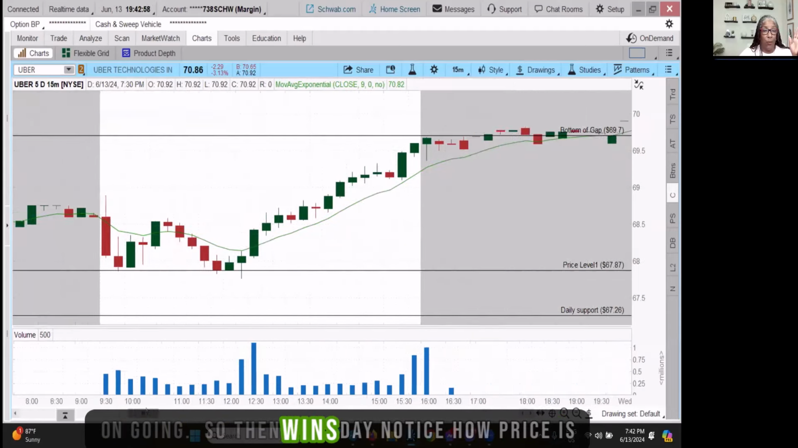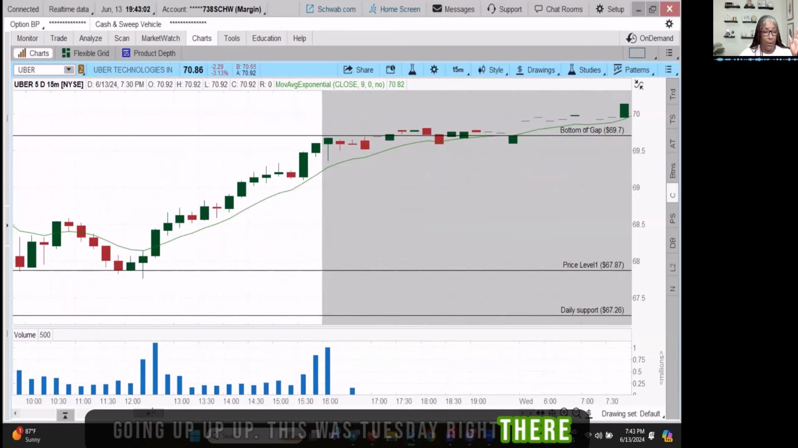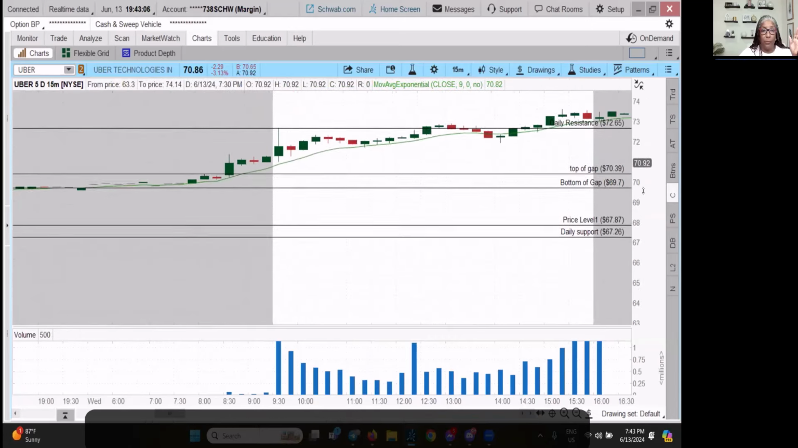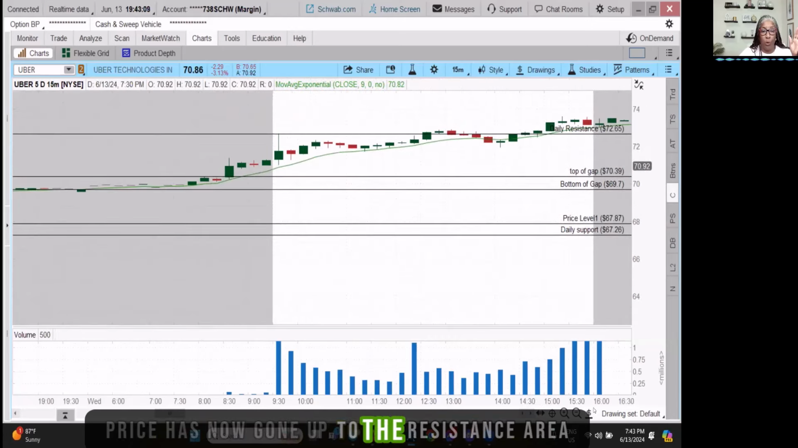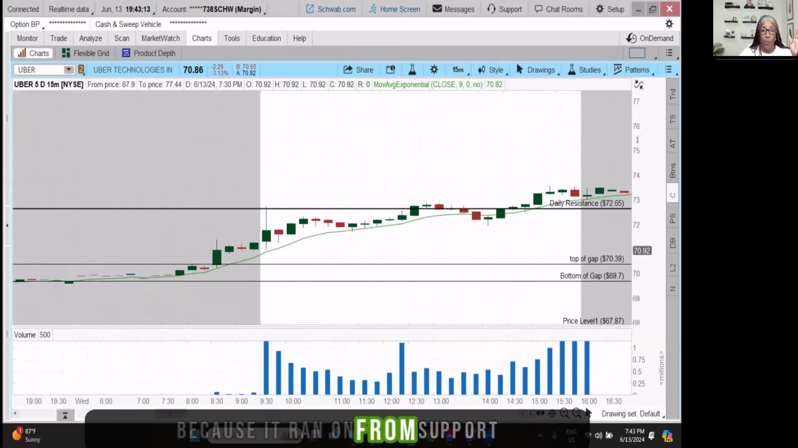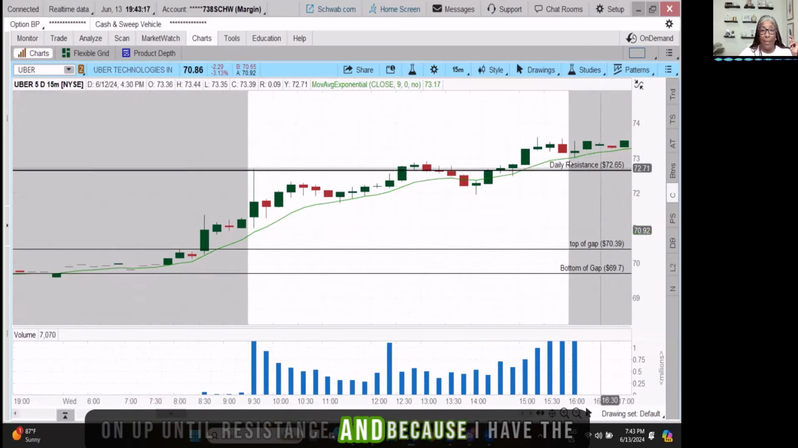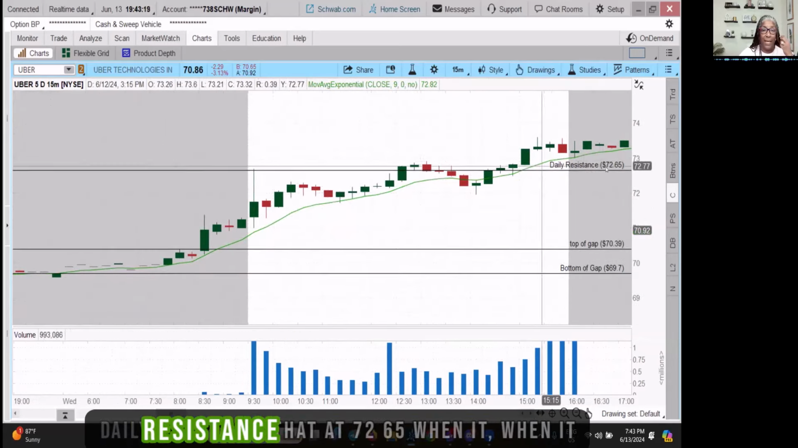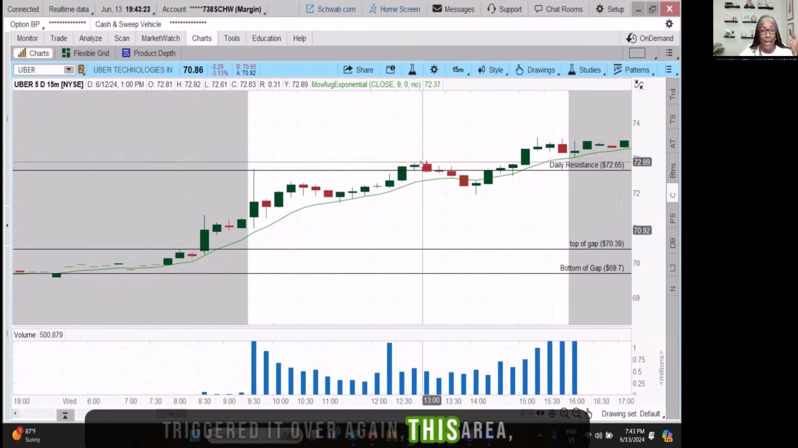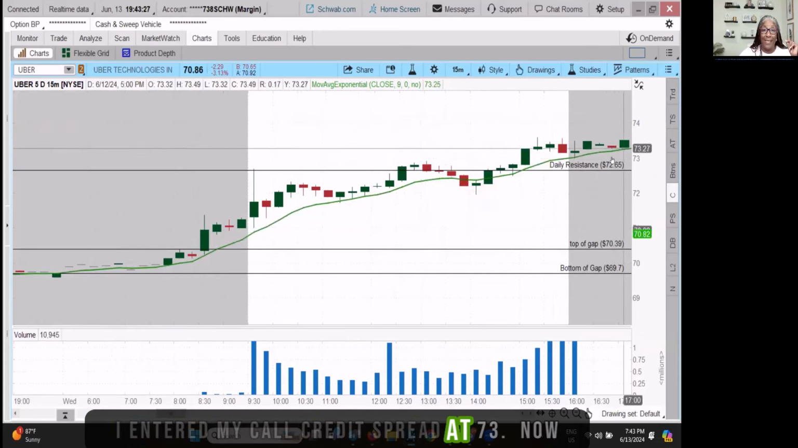So then Wednesday, notice how price is going up, up, up. This was Tuesday right there, the end of Tuesday. But on Wednesday, price has now gone up to the resistance area because it ran on from support on up until resistance. And because I had the daily resistance set at 72.65, when it triggered over here in this area, I entered my call credit spread at 73.